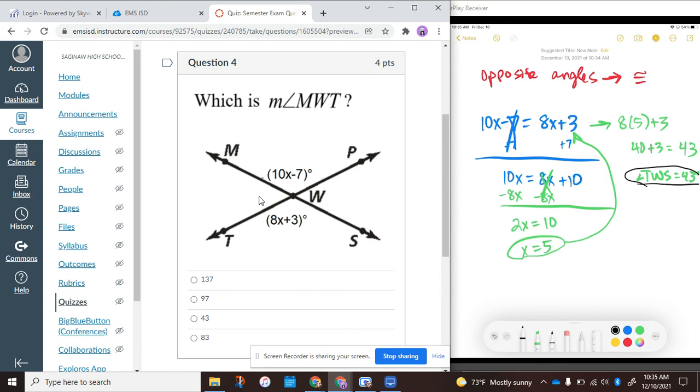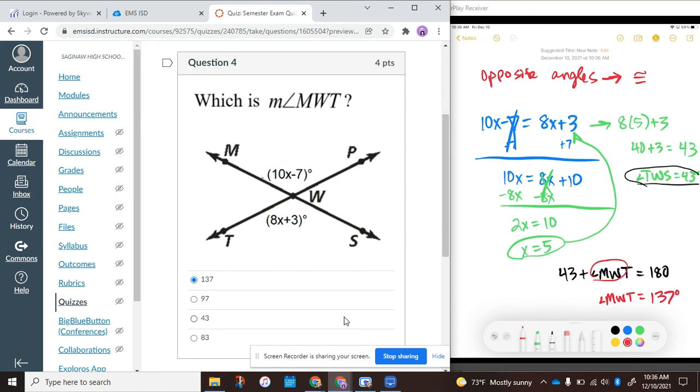So if we take this 43 degrees plus our angle, the one we're looking for, let me write that a little bit bigger here. If you take that 43 degrees that we found, plus the angle that we're looking for, MWT, that is going to be equal to 180. If we're just looking to get MWT by itself, that's easy. We just have to subtract 43. Angle MWT equals 180 minus 43, which is 137 degrees. And that's what we're looking for right there.